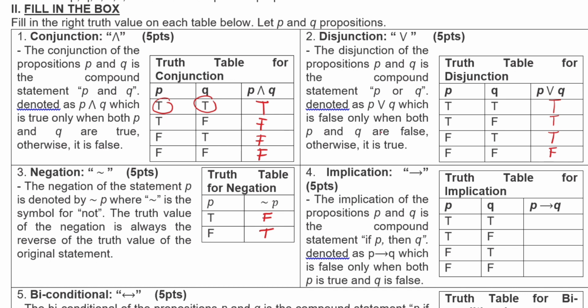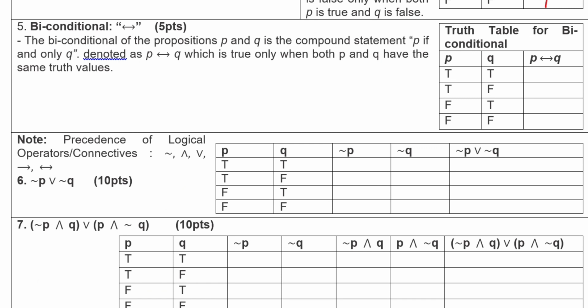Implication, which is false only when P is true and Q is false. True, false, then this is false, the rest are true. Biconditional is true only when both P and Q have the same truth values. Here, the same truth values. Here, the same truth values. Therefore, they are both true and the others are false.